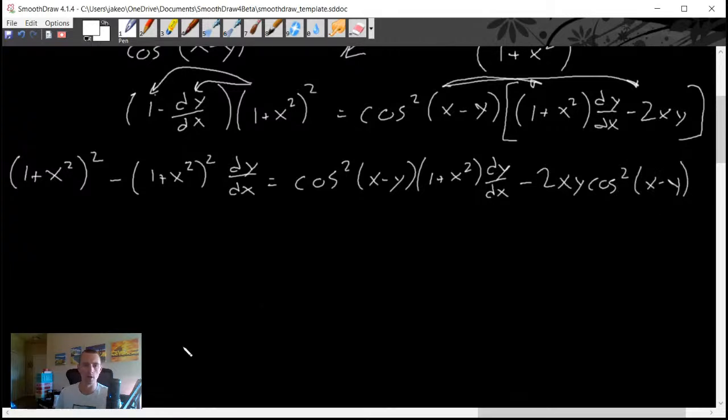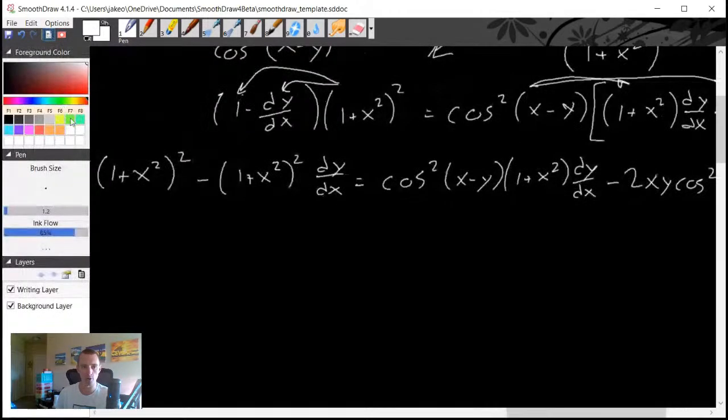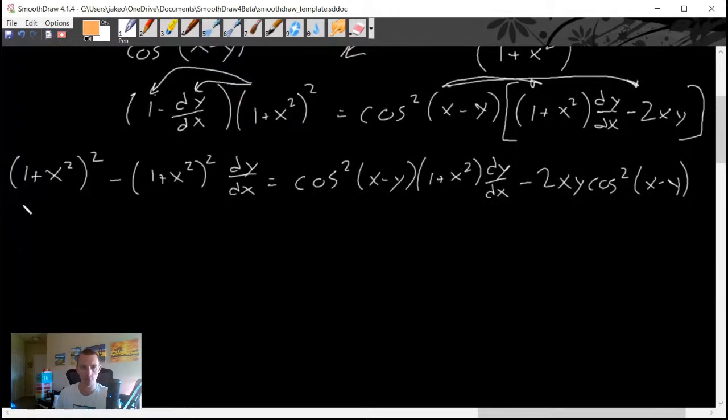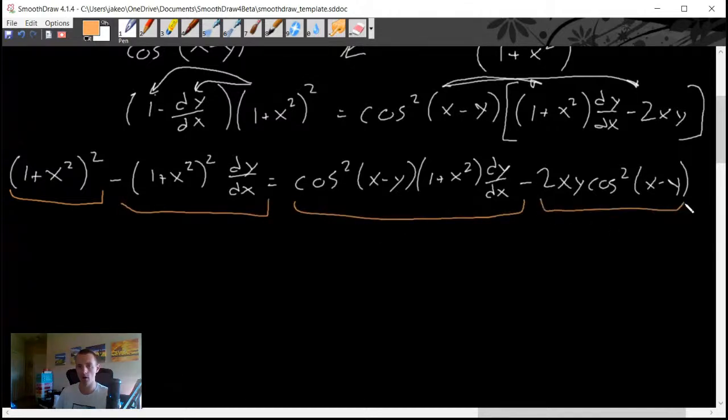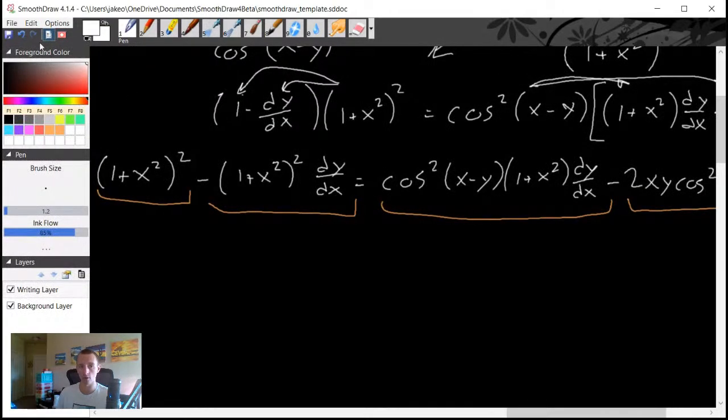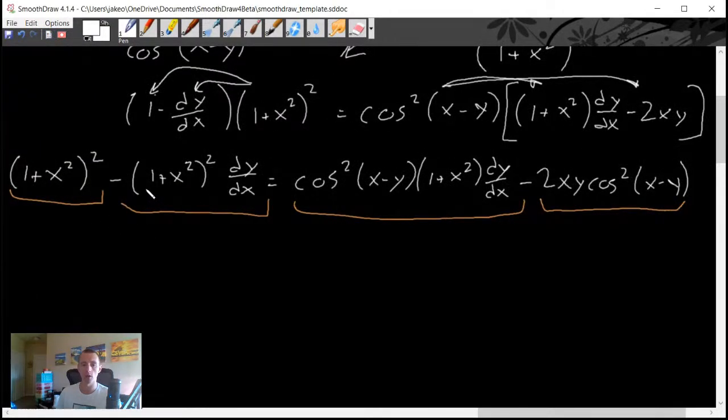Okay, so now again, what we need to do, now we've at least gotten it to a point where if we break down all of the terms that we have here, one term there, one term there, one term there, and one term there, we can add or subtract all of our dy dx terms to one side of our equation, all of our non-dy dx terms to the other side.